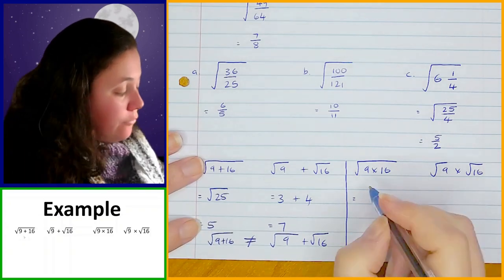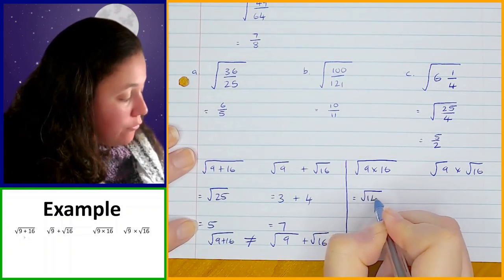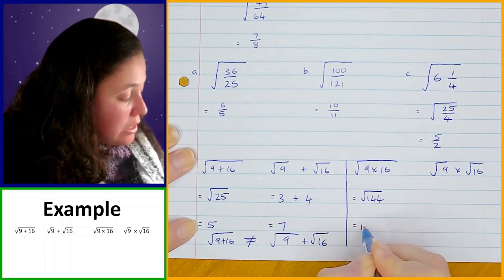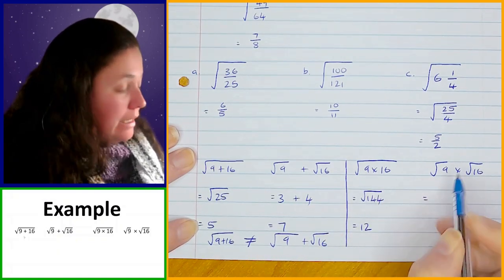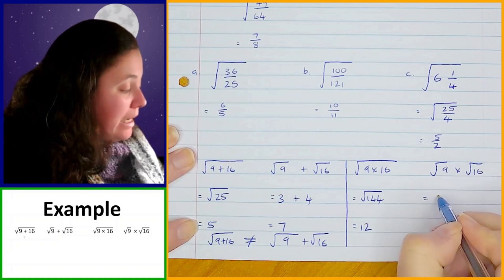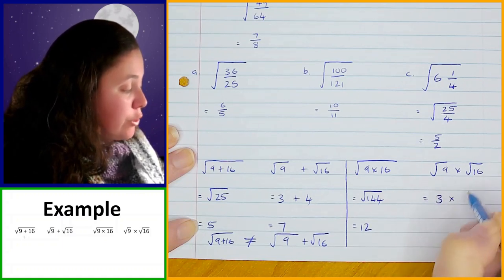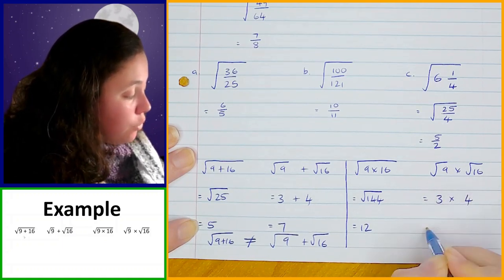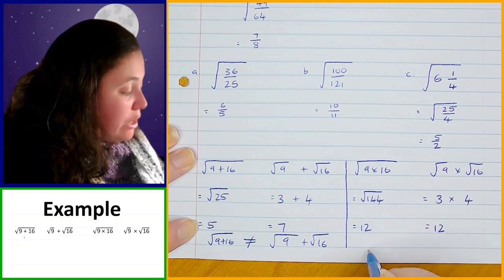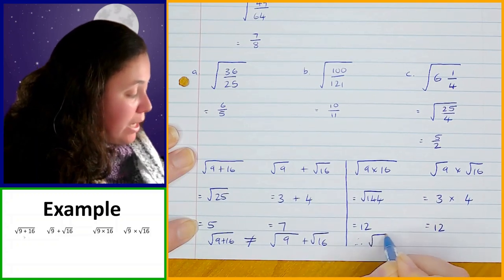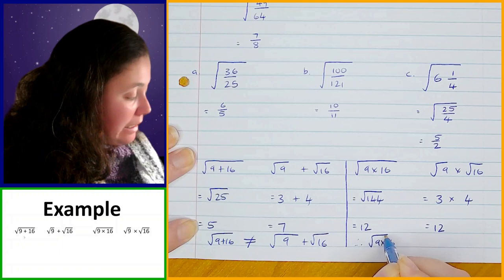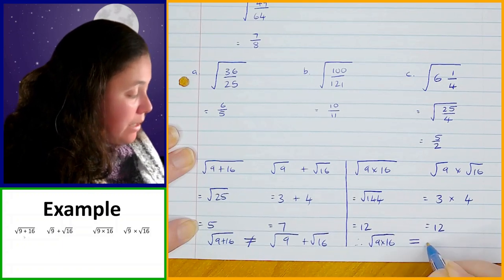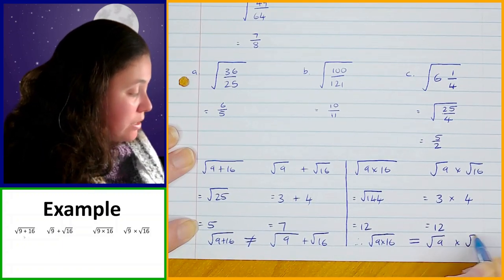Over here, I've got 9 times 16, which if we work that out, we get 144, so that is the square root of 144, and that gives us 12. Okay, now if I take the square root of 9, I get 3 times the square root of 16, which is 4, that also gives me 12. So now I can say, therefore, the square root of 9 times 16 is the same as the square root of 9 times the square root of 16.